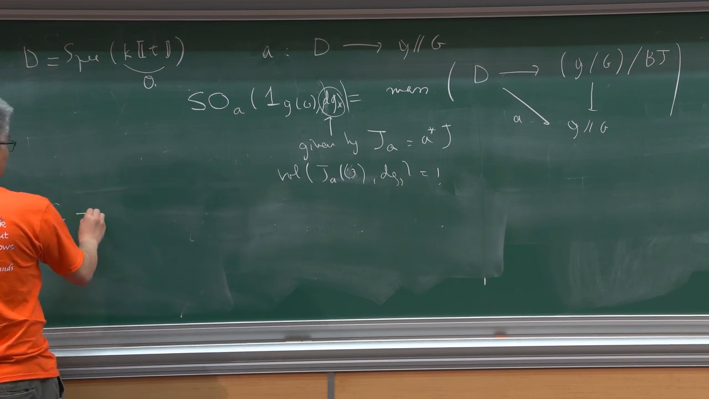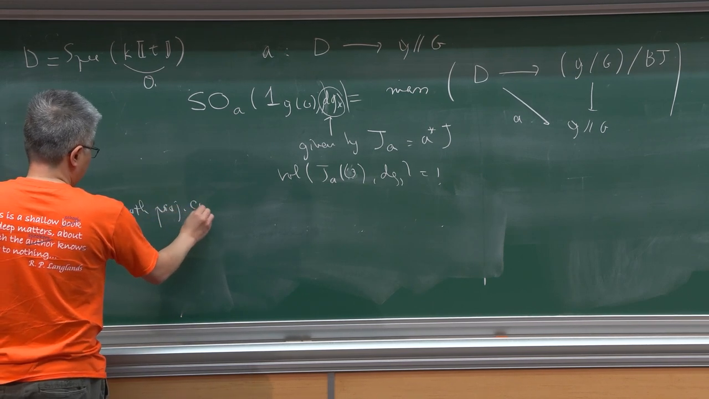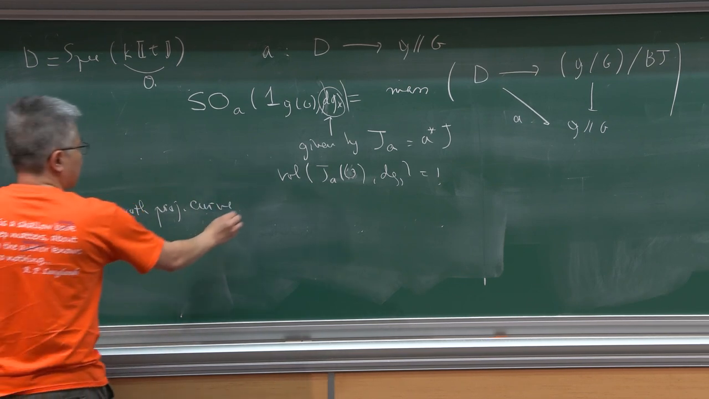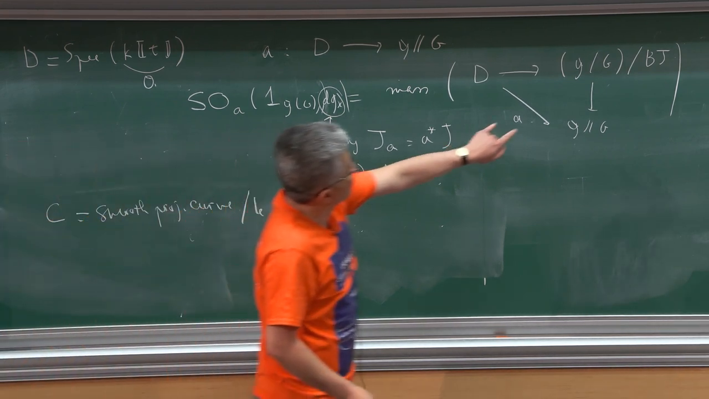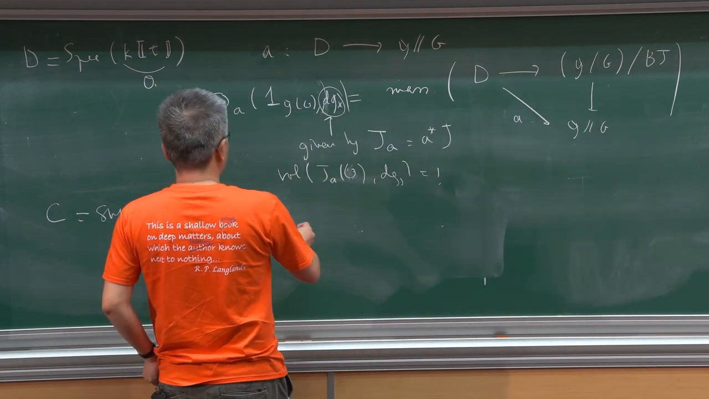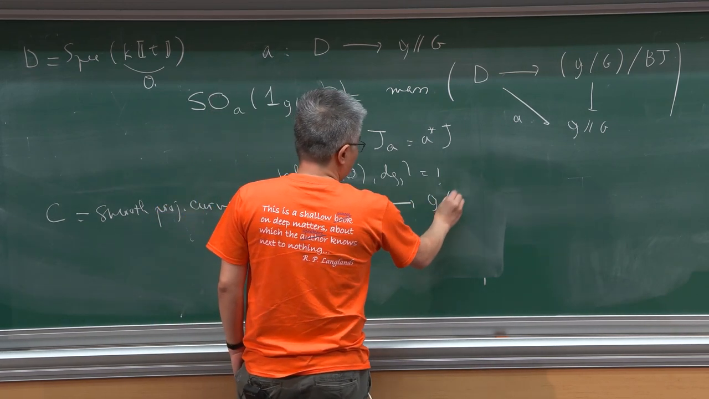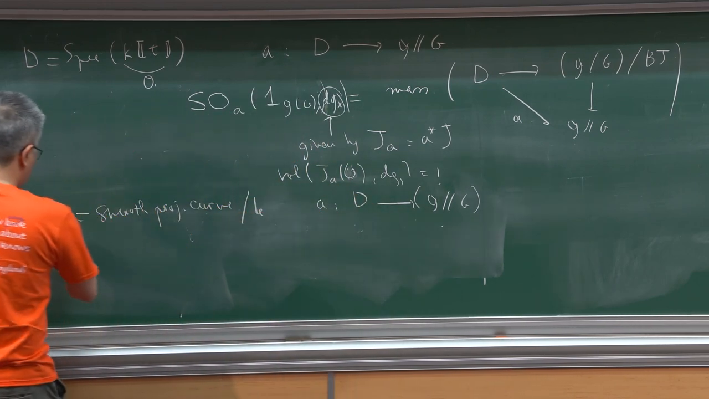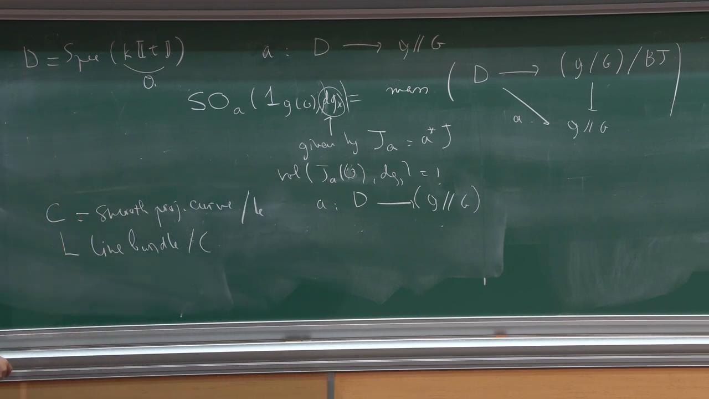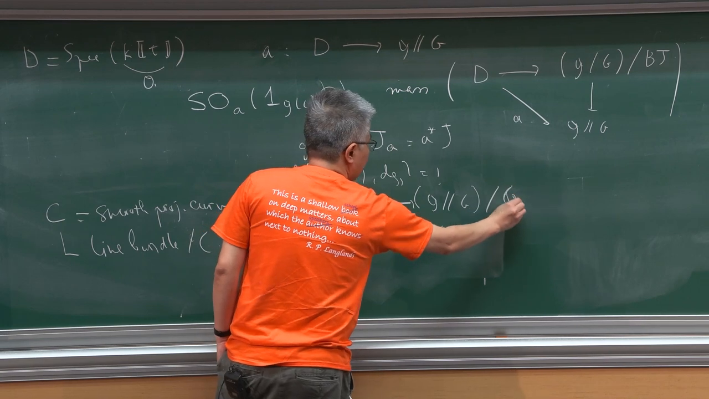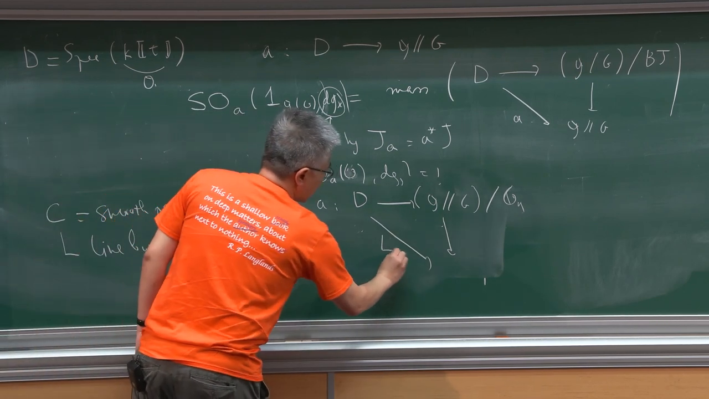And if you have C, now a smooth projective curve over K, then you actually have two things you can map to, either this double quotient or just G mod G. So the first one is, now A is the map from D to g mod G. But now I have to fix a Lie bundle over C. And so this is mod G_m, and the Lie bundle L over this, a BG_m.